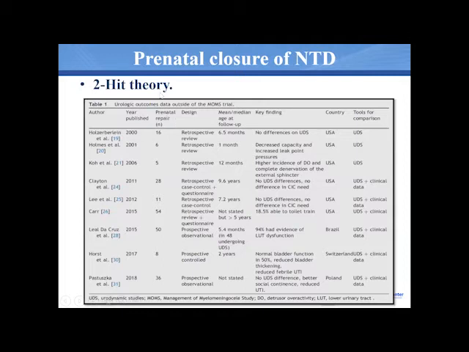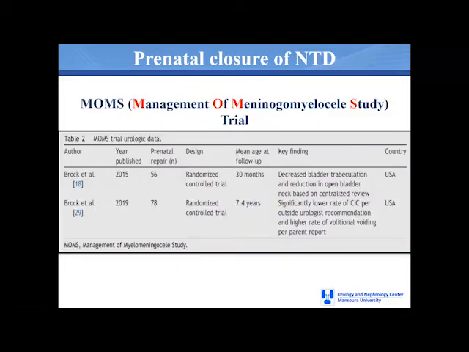So based on this, the idea of prenatal closure was introduced to minimize damage of the neural tissue as a result of exposure to the amniotic fluid. The results were promising from the neurosurgical standpoint, with reduction of the rates of hindbrain herniation and the need to place a VP shunt, and improved lower extremity function in those who had prenatal closure.